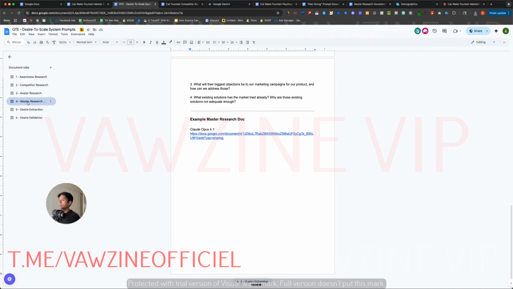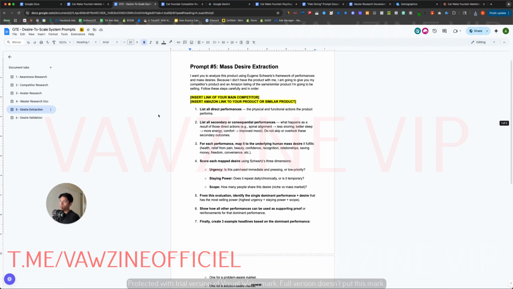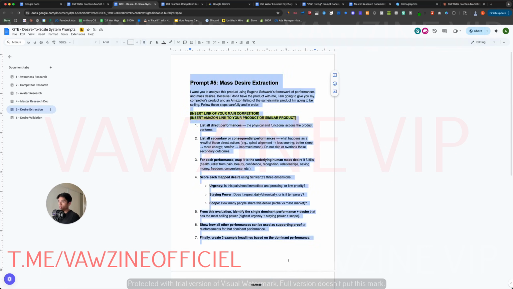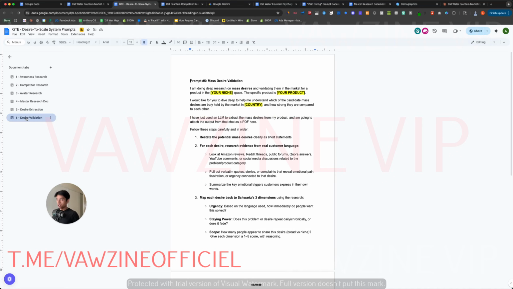Okay. Now that you have all 4 of these documents, we're almost ready to start writing some really good copy. There's really only 2 steps left. So we've got mass desire extraction. We've basically done all this research. Now that we have all this research, we're going to extract the mass desires from our product. And then we're going to do one more step, which is called desire validation.